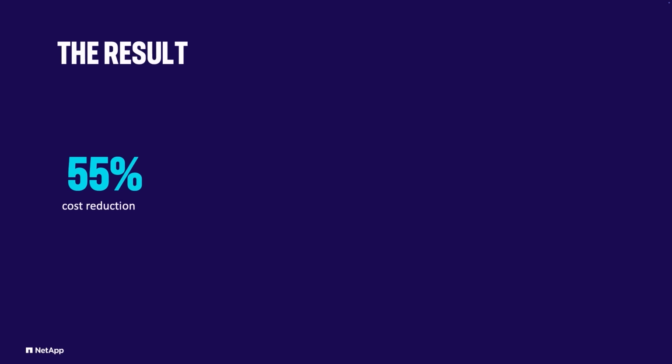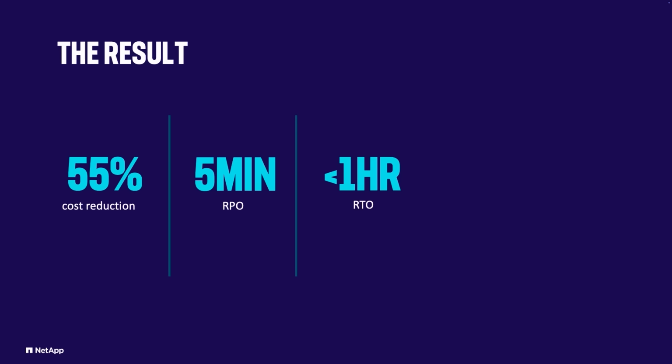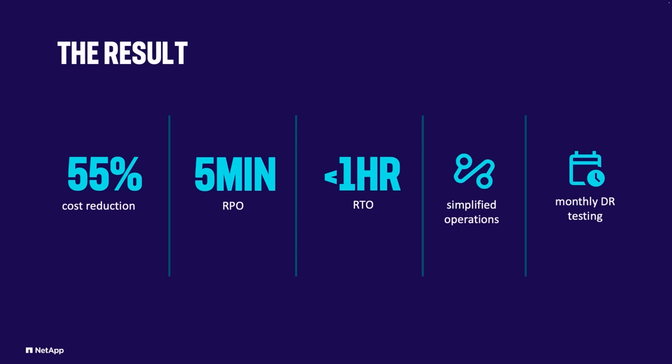This resulted in 55% cost reduction by eliminating the secondary data center. RPO is now 5 minutes with SnapMirror replication. RTO achieved in under 1 hour, 50% faster recovery than before, and simplified operations due to the automation. And the company is now able to perform monthly DR testing with zero production impact. All this with zero application refactoring required.